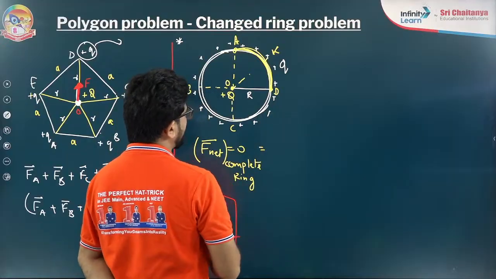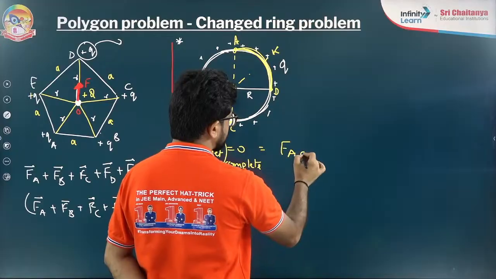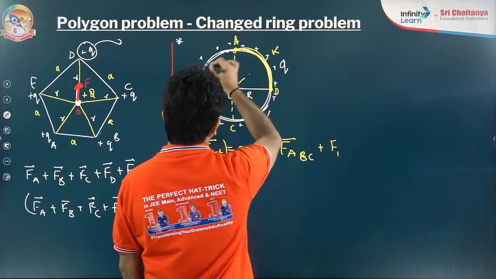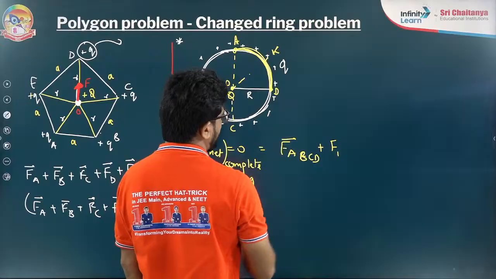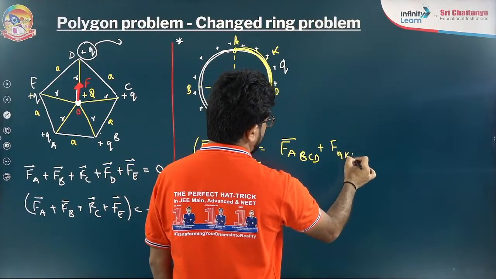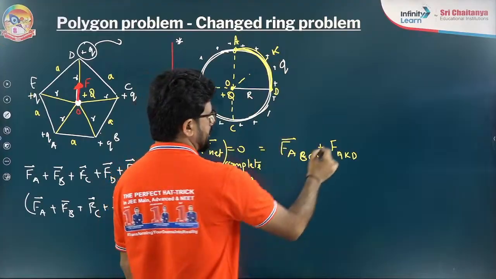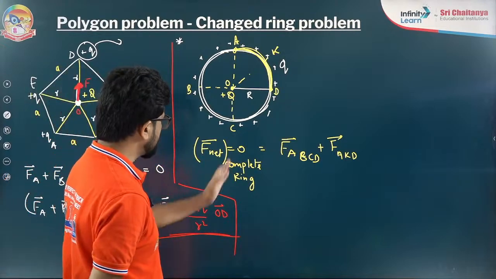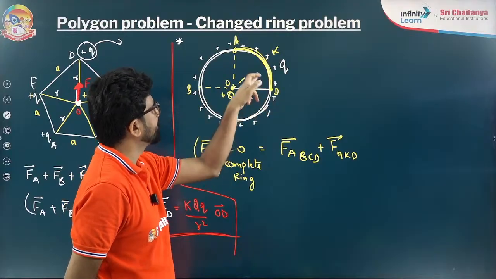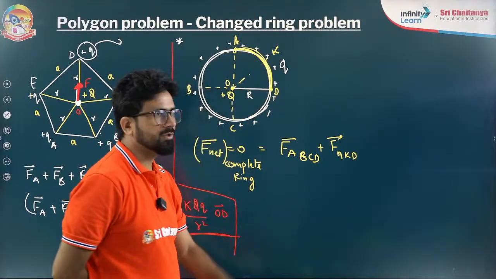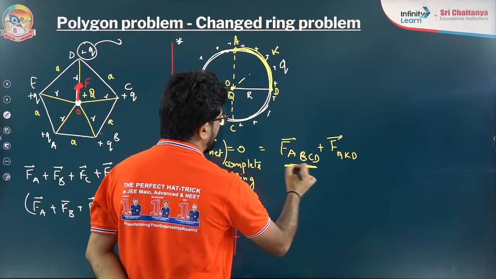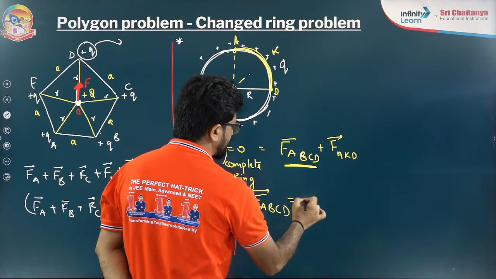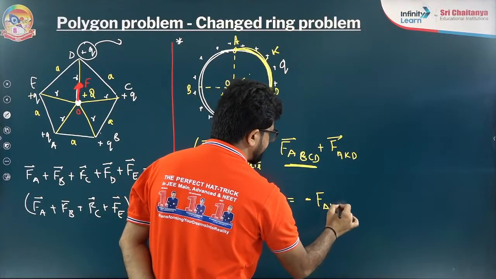But for this complete ring we can write the force like this also: force due to the ABC portion plus force due to the DA portion, that is, due to ABCD up to here and due to the AKD portion, is equal to 0. Correct? But I want to calculate now only due to the remaining portion. So the force due to the ABCD portion is equal to minus the force due to AKD.